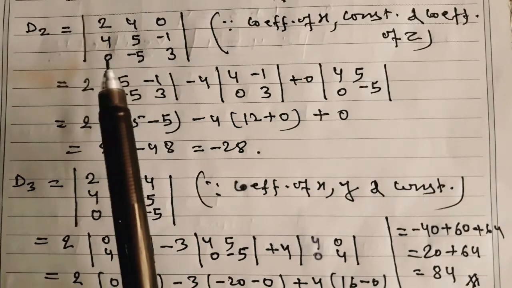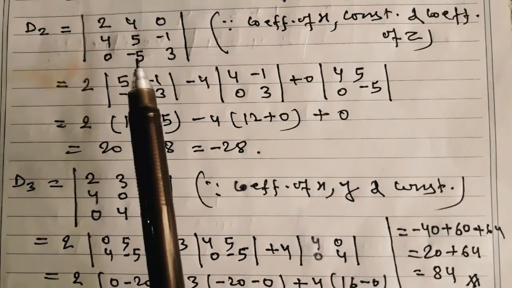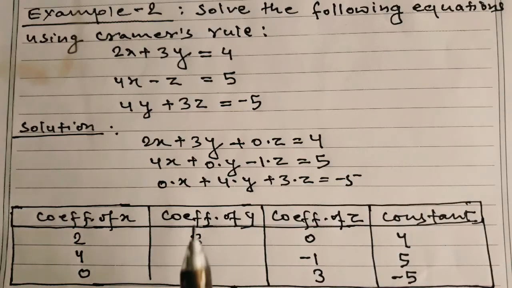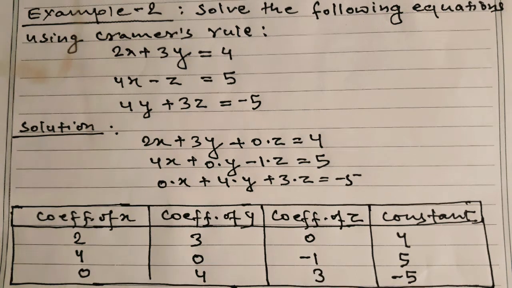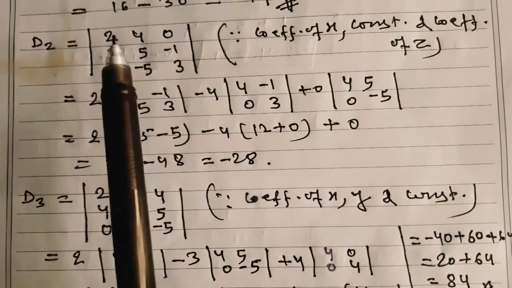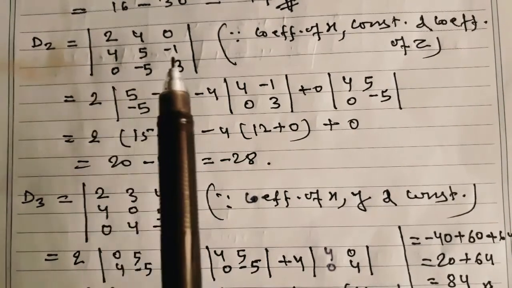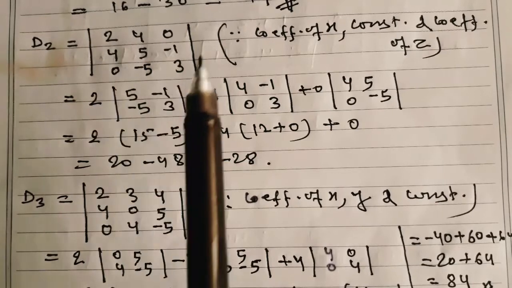To find the value of D2, we take coefficient of x, constant, and z. To find the value of D2, we cancel the coefficient of y, and the coefficient of y we replace by constant. That means to find the value of D2, we take coefficient of x, then we take constant, and then we take coefficient of z. D2 is the determinant of coefficient of x, constant, and z.